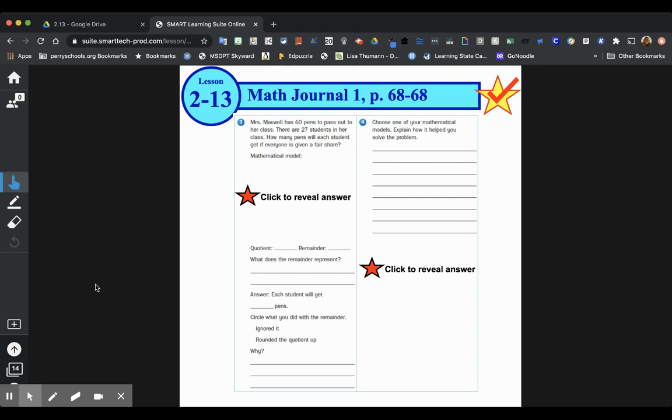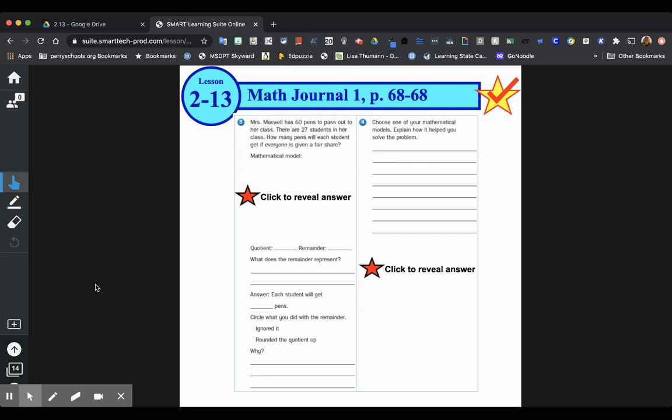And then number 3, Mrs. Maxwell has 60 pens to pass out to her class. There are 27 students in her class. How many pens will each student get if everyone is given a fair share? That means equal amount. Draw your picture, write out your number model, however you choose to do the mathematical model.